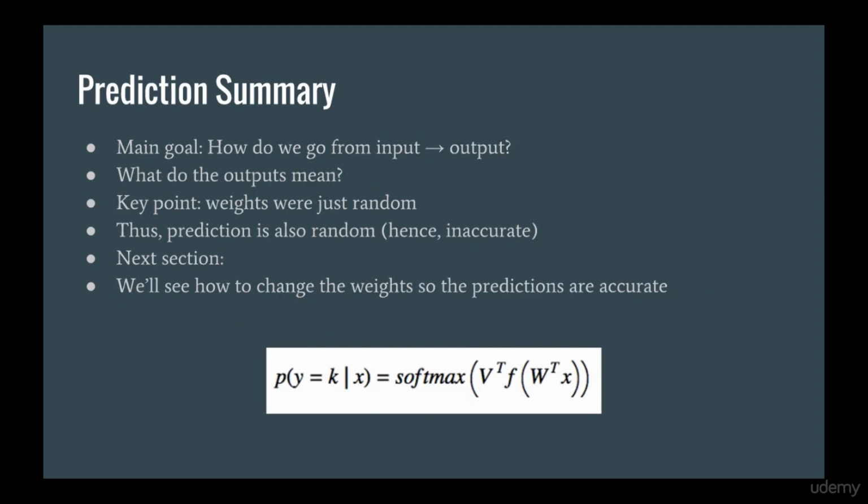The main goal of this section was to answer the question, how do we go from input to output in a neural network, and what do those outputs mean? One key point in this section is that all the weights in our neural network were random. Because the weights are just random, the prediction is also random, and so of course they aren't accurate. In the next section, we are going to learn how to change those weights so that our predictions can be accurate.